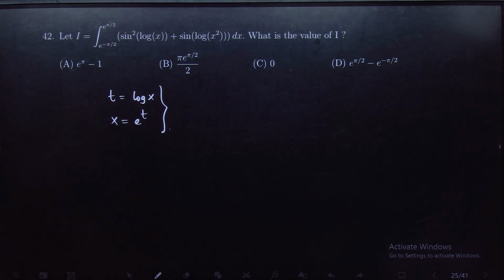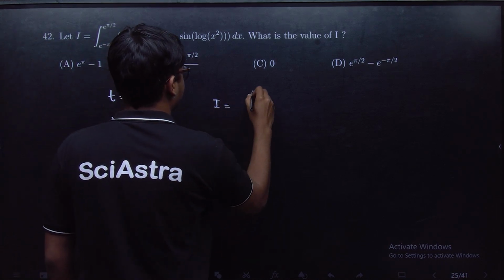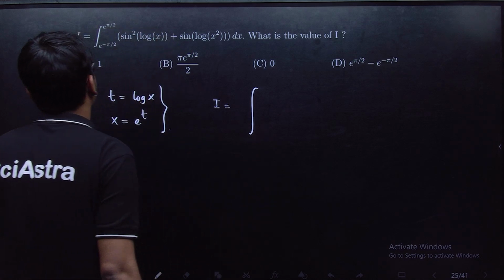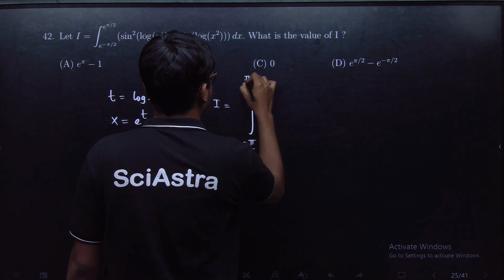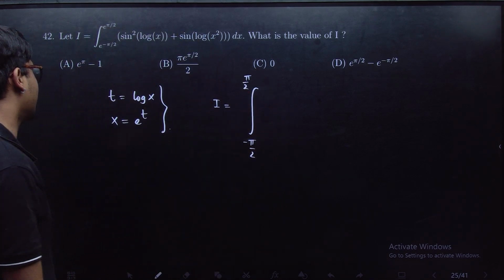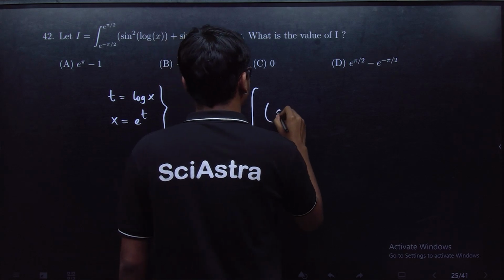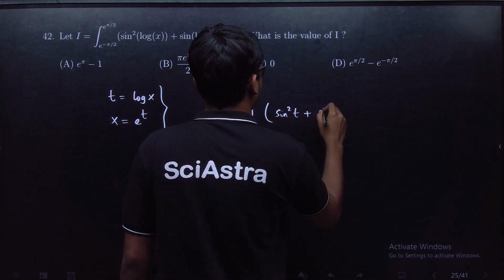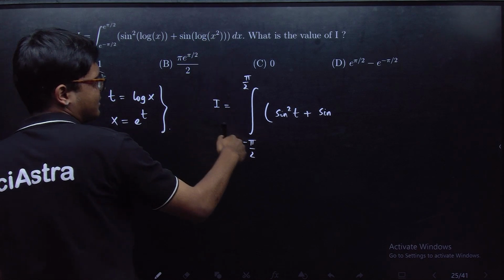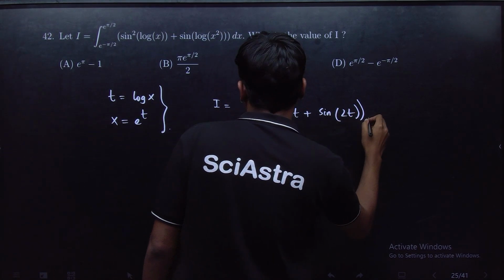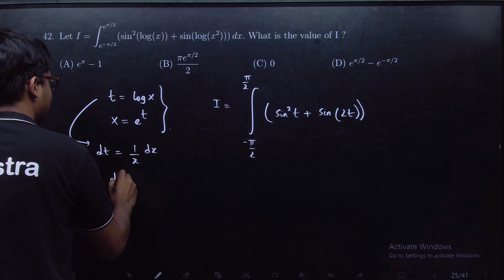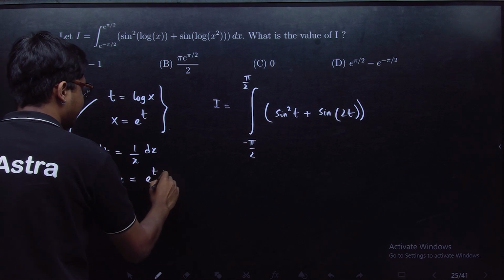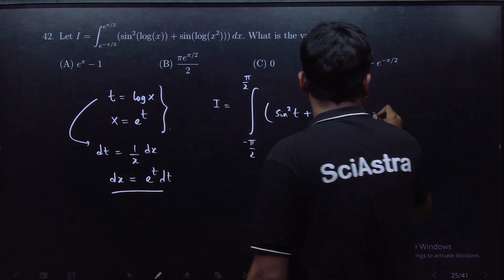Alright, so if I look at the limits of the integral, if x is equal to e to the power minus pi by 2, t is going to be minus pi by 2, and at the upper limit it's going to be plus pi by 2, right? And inside the functions, sine squared log x is just sine squared t, right? So this will become sine squared t plus sine of log x square, which is 2 log x, so this will just become sine 2t. And if I look at dx, dt is equal to 1 by x dx, which implies dx is x times dt. Now x is e to the power t, so times e to the power t dt.